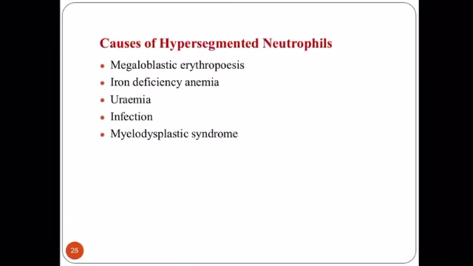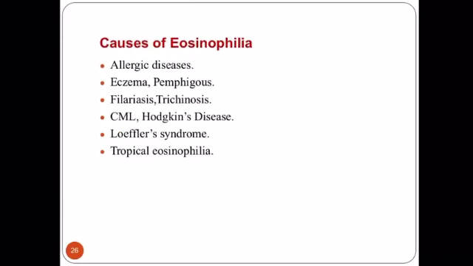Causes of the hypersegmented neutrophil. In the last practical, we have seen the photograph of the hypersegmented neutrophil, which was shown in megaloblastic anemia. So it is seen in megaloblastic erythropoiesis, iron deficiency anemia, uremia, infection, myelodysplastic syndrome. These are the conditions. Causes of eosinophilia.